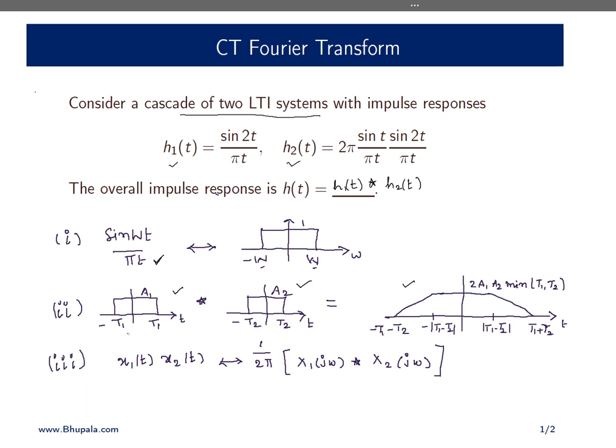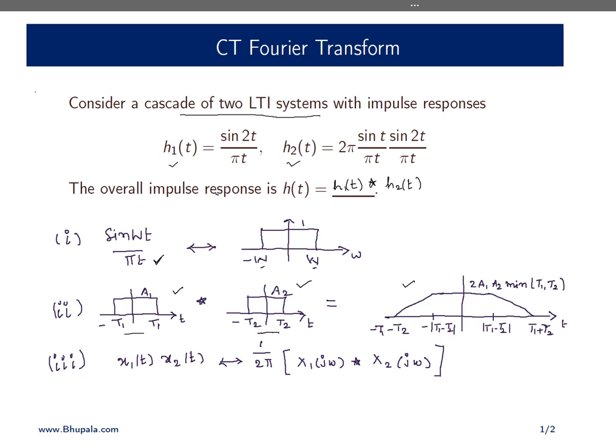Note that the width of the first rectangle is 2t1 and the width of the second rectangle is 2t2. The resulting signal is a trapezoid from minus t1 minus t2 to plus t1 plus t2. So the time limits are as given below, and the amplitude of the resultant signal would be 2 a1 a2 times the minimum of t1 and t2. This is again a very important result.